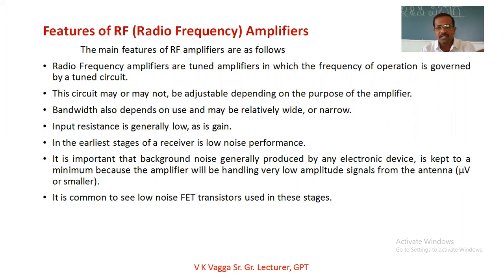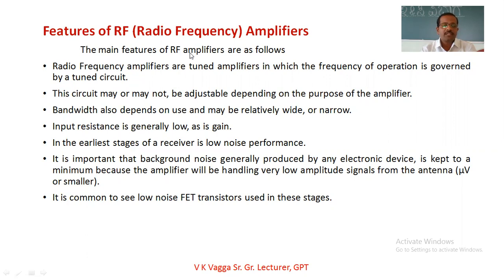If it generates any signal in terms of microvolts, it can be observed by the antenna, because the antenna has the capacity to observe very low amplitude signals, in terms of microvolts or even smaller. And it is common to see low noise FET transistors used in these stages. In the RF amplifier, FET transistors are used. All these are the features of the RF amplifiers.